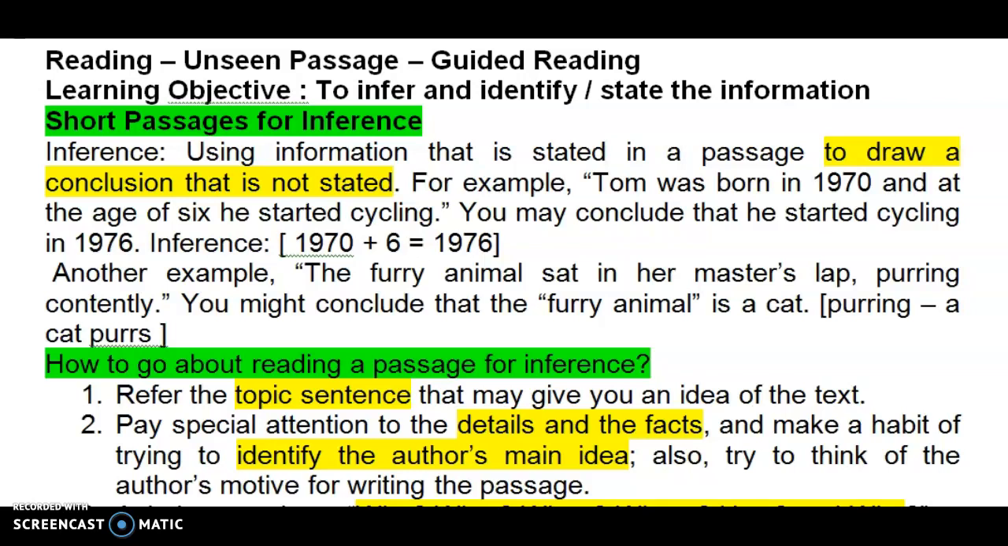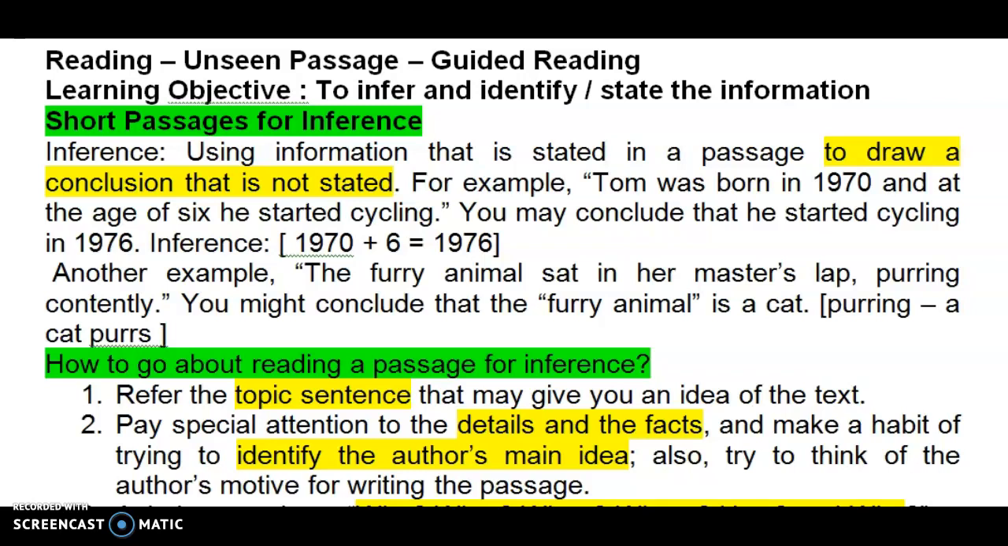Today's learning objective is to infer and identify the information from short passages. What is infer and what is inference? Let us explore that first. Using information that is stated in a passage to draw the conclusion that is not stated is called inference.